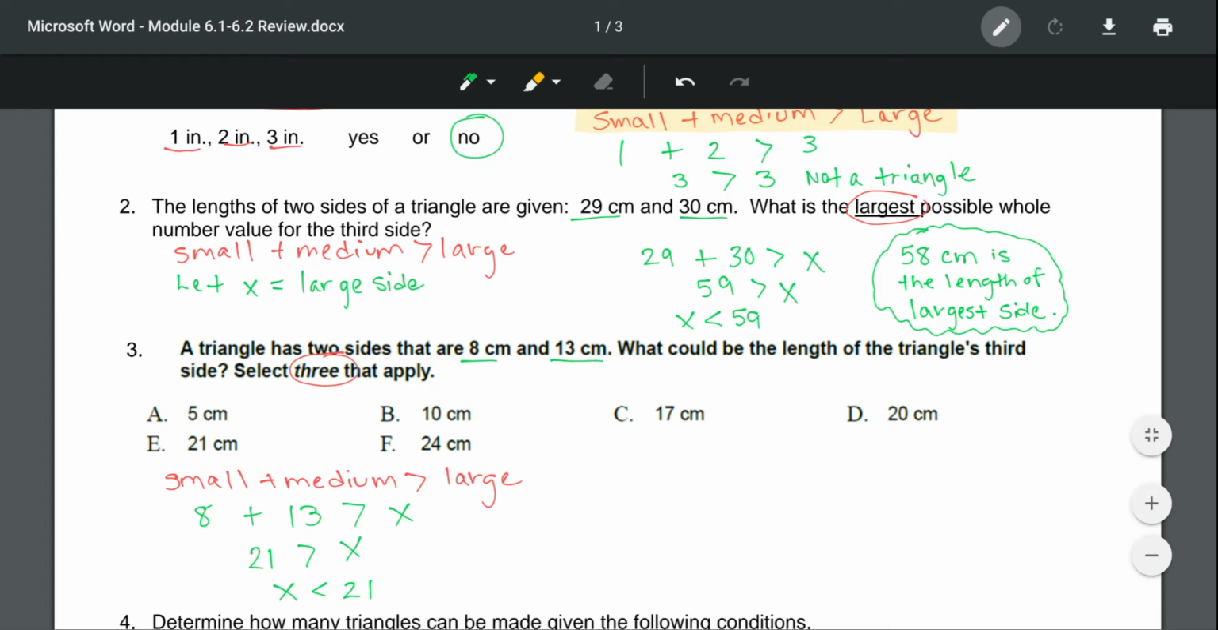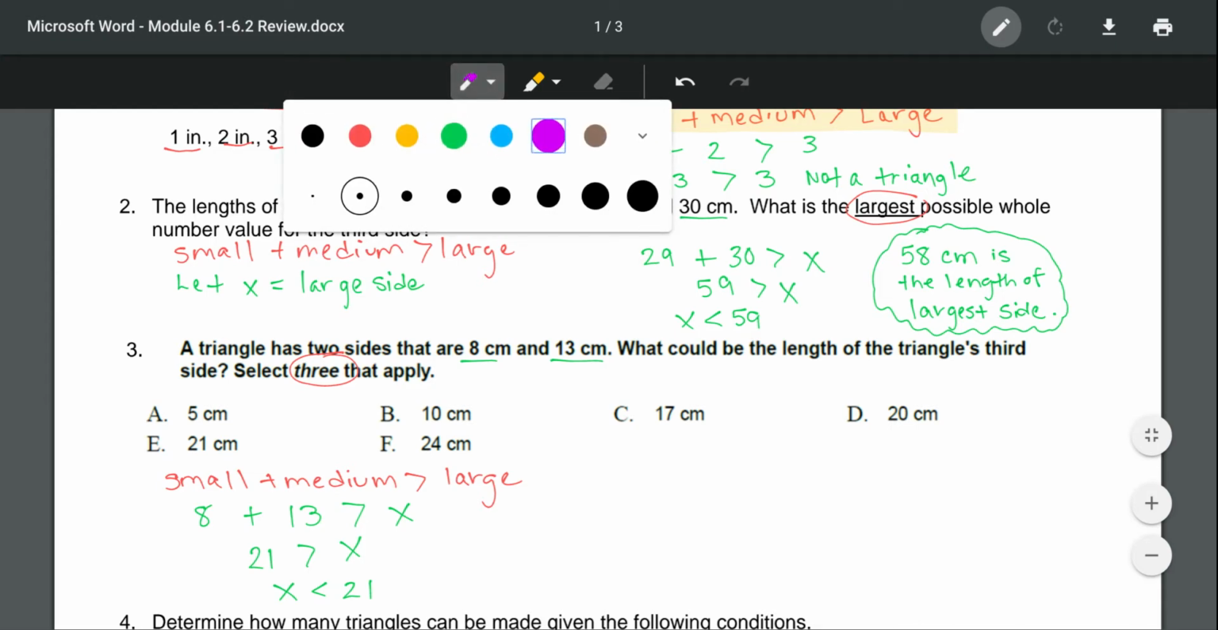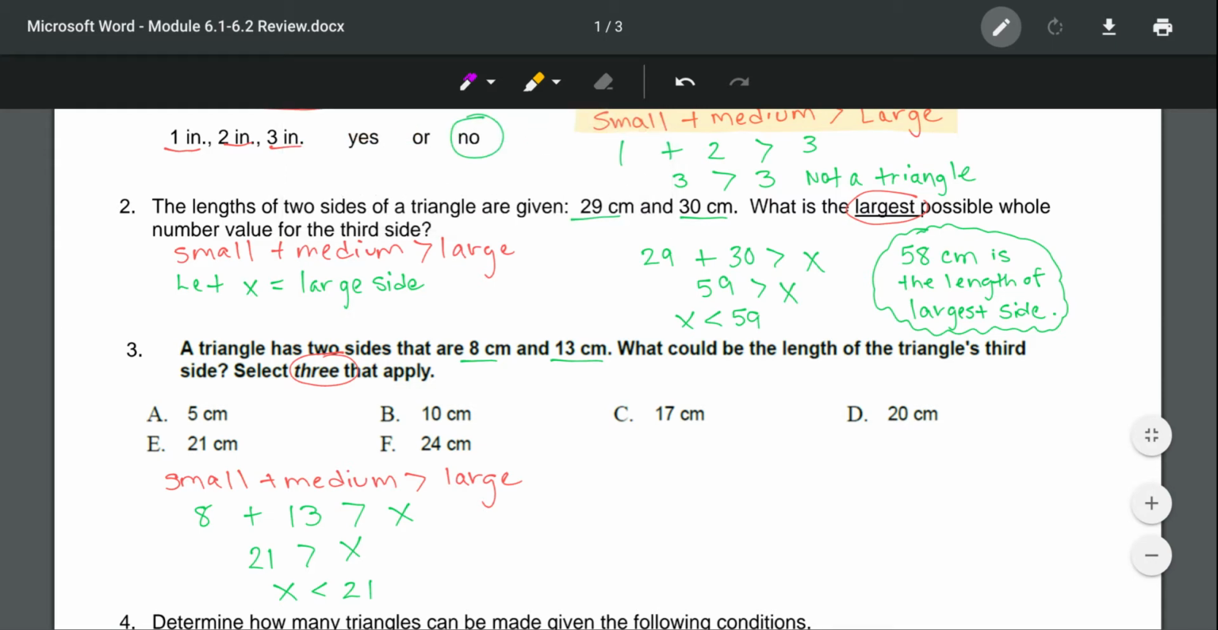Then I would look for the smallest that my third side could be. In this case, I would have to let the small side be my variable, so I'm going to call it y. So y plus my medium side, which would be 8 this time, and my largest number is 13, so 13 would be my largest number. Okay, so I would solve for y, so I would add -8 to both sides.